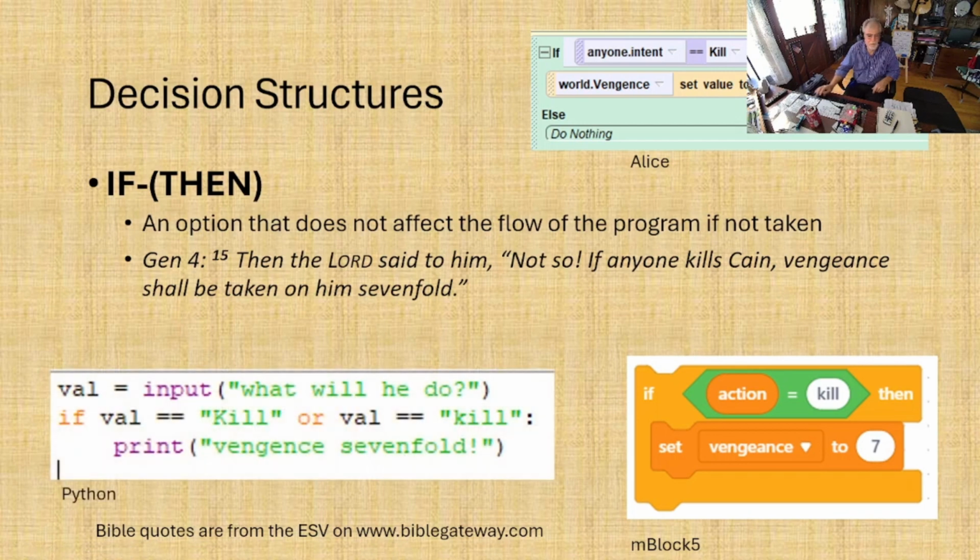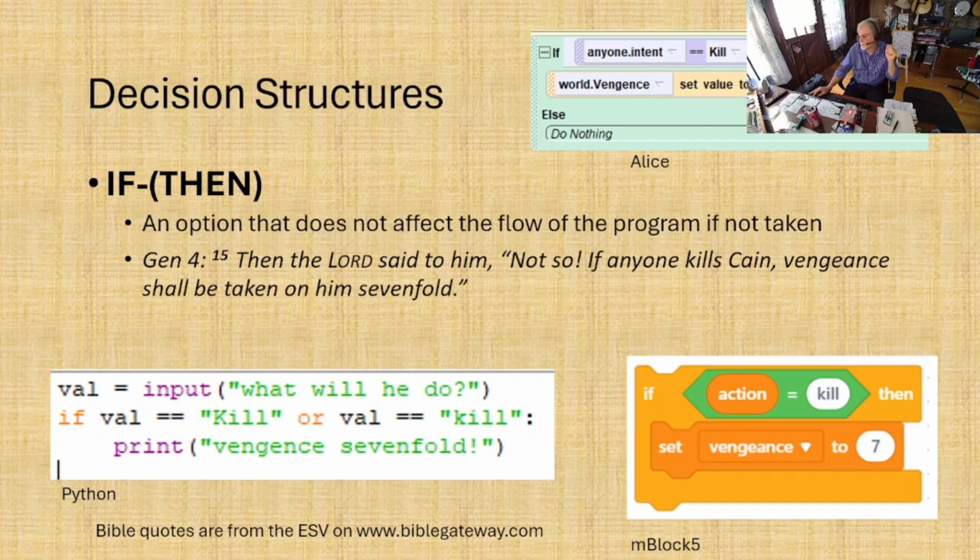So Python doesn't either. Some of them say, yes, okay, you notice you have an if-then here. You do not have a then here. And this is from the Bible. This is when Cain said that somebody's going to kill him. The Lord said, no, if they do, I will take vengeance on him sevenfold. Now, if nobody does, nothing bad happens to anybody. They just keep on going.